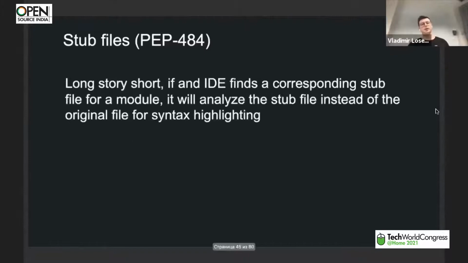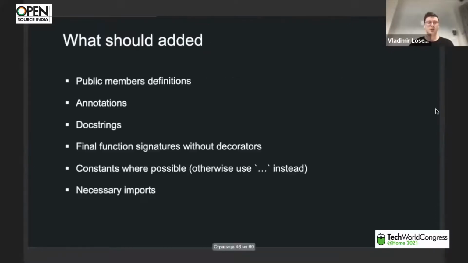And what they are actually is just Python files with the extension .pyi that should be named the same way as the original module. And if the IDE finds a stub file, it would use the stub file instead of the original file in order to get all the information for the hinting and for typing. So what should we add to stub files?